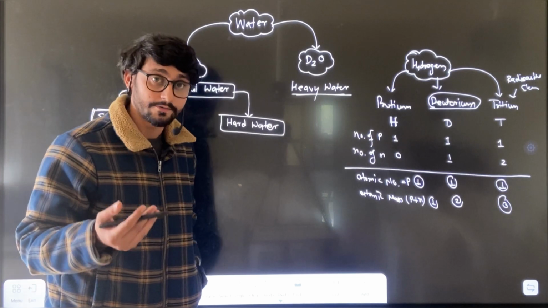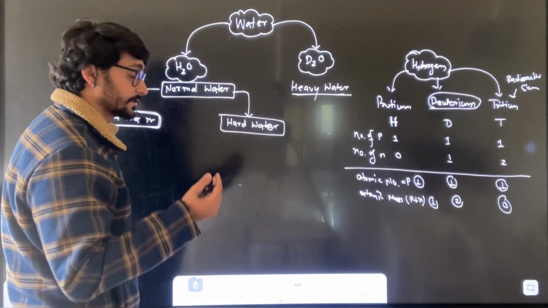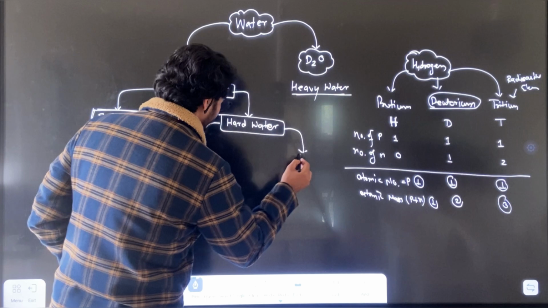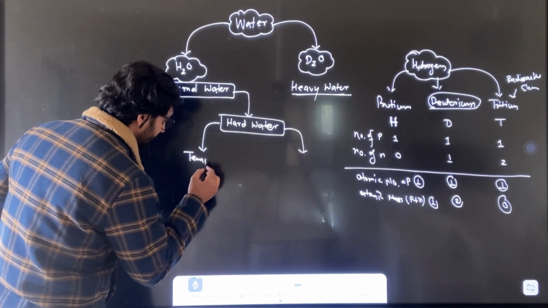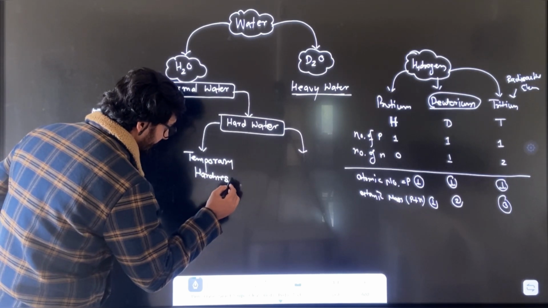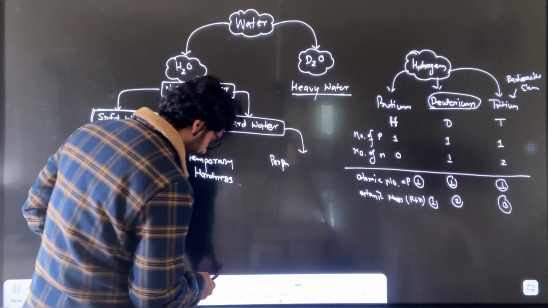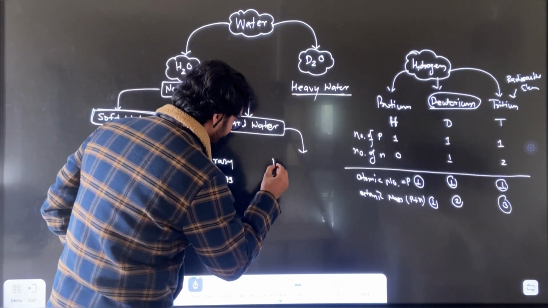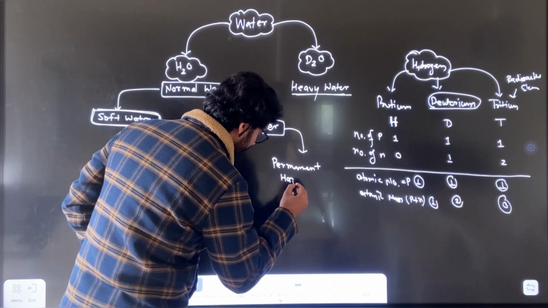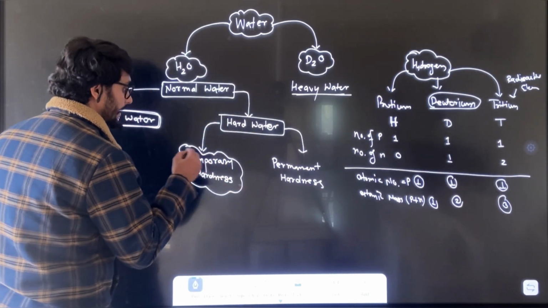Further, on the basis of the salts dissolved in water, hard water can be classified into two types on the basis of hardness. First is temporary hardness, and second is permanent hardness, right? So what is temporary hardness and what is permanent hardness?